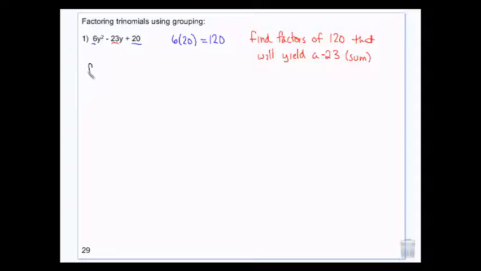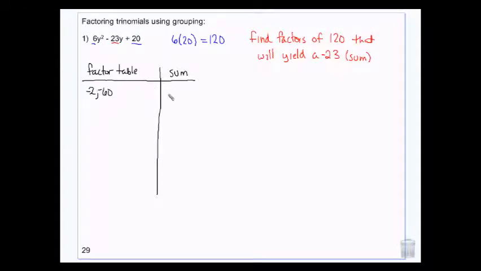So I'm going to make a factor table. And I'm just going to start trying to figure out factors of 120. And the easiest one is 2 and 60. If they're both negative, they'll multiply to make 120, but they'll add up to negative 62. So that's not going to work. I can do negative 4 and negative 30, but that's going to be negative 34. Also not going to work.